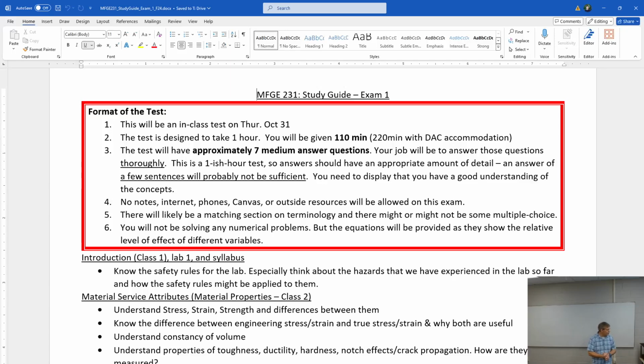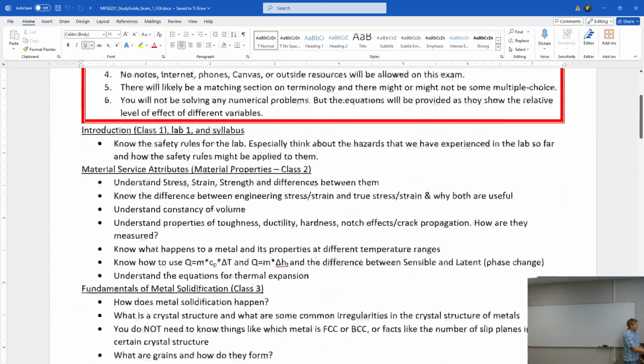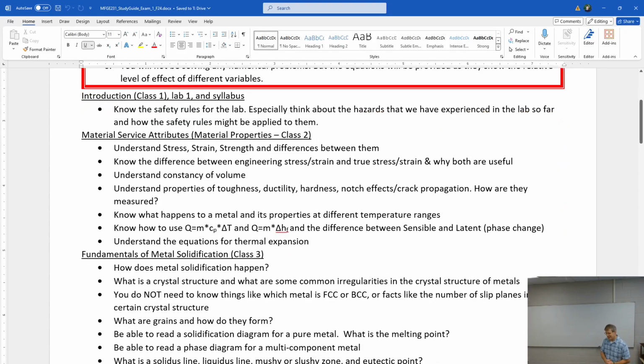No notes, internet, phone, Canvas, outside resources this year. So none of that. Yeah, you're not solving any numerical problems, so you don't really need a calculator. But the equations that are on the study guide will also be on the test. So if they help you to remember something, a relationship or what's the most important thing, they will be on there. Questions? Excellent. Good. We're off to a fine start in our understanding.